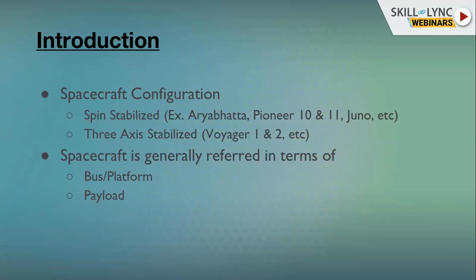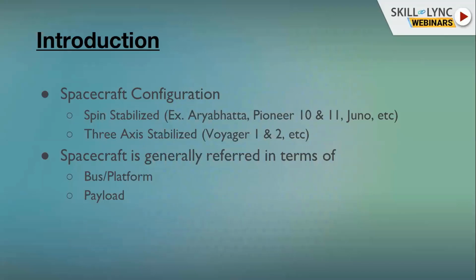For spin stabilized satellites, since they rotate continuously, there needs to be a de-spin movement for the antenna to point towards the Earth, which is very difficult in a spin stabilized satellite. But for the three-axis stabilized system, the attitude can be controlled through the reaction control system of the satellite.